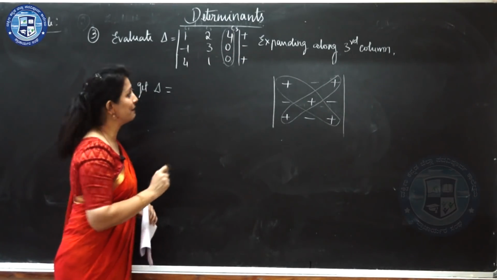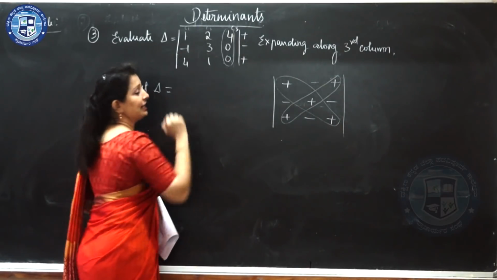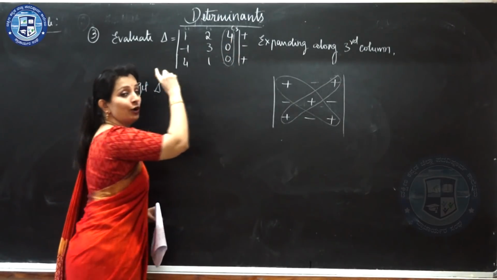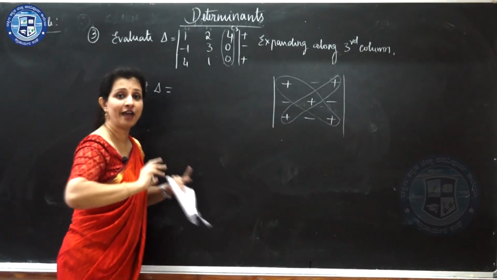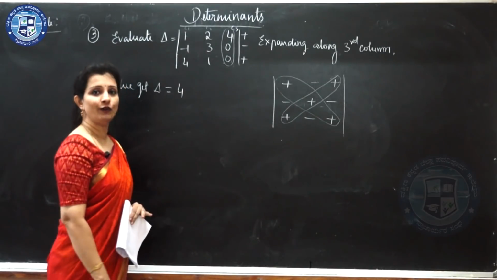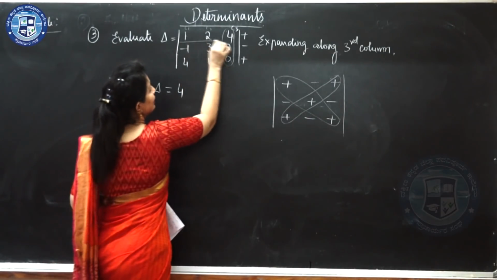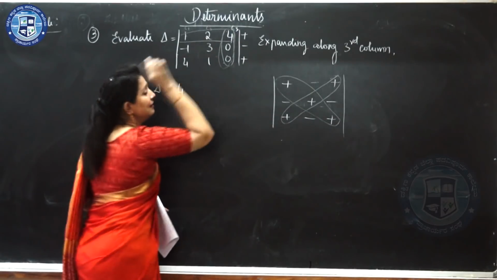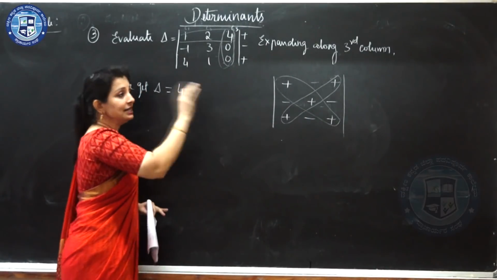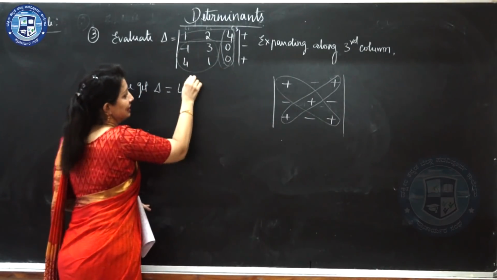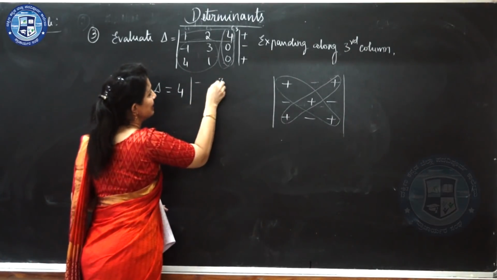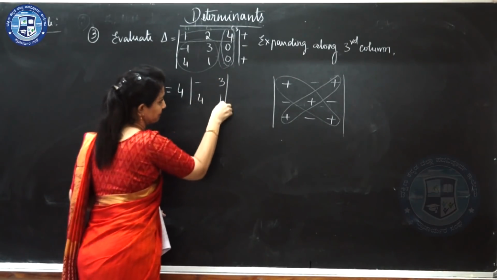Now it is possible to expand along the third column. The third column elements are 4, then 0 and 0. Two zeros are there, so the expansion is very simple. How to write this? Plus 4 into, delete the row and column where this 4 lies. Where is this 4? It is in the first row and third column. Delete that. What are the elements left? Write it as a determinant: minus 1, 3, 4, 1.